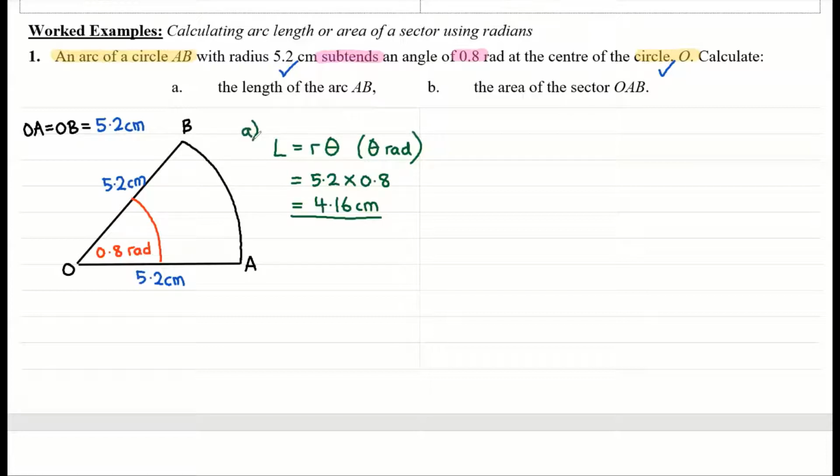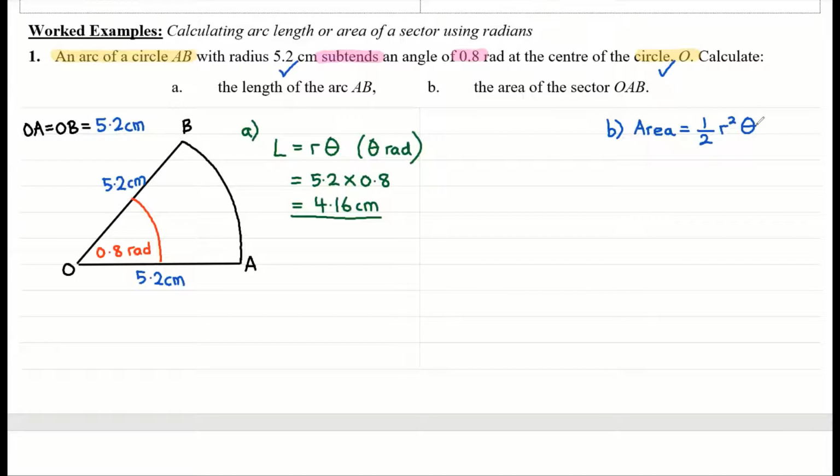Now for part B, we're going to look at the area of the sector OAB. And it's straightforward again. We're just going to substitute everything in that we know. So for part B, I'm just going to leave room for the calculator in a second. We're going to have the area is equal to 1/2 r squared theta.